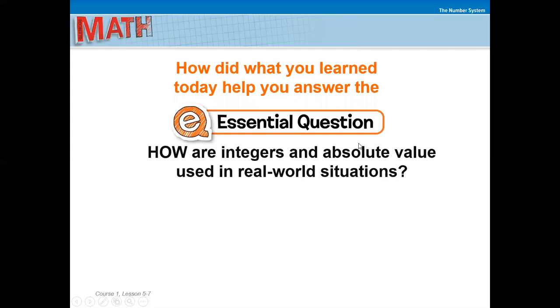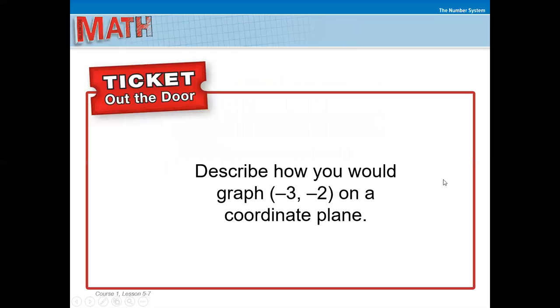How did what you learned today help you answer the essential question? How are integers and absolute value used in real-world situations? Here's your ticket out the door. Describe how you would graph -3, -2 on a coordinate plane. I would like you to describe it using complete sentences. Do this in your math notebook. Bring it to the group. That's all for now.